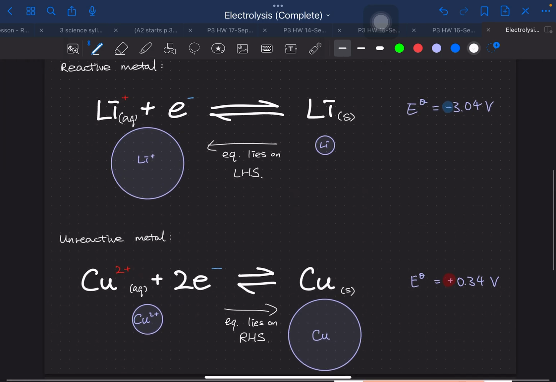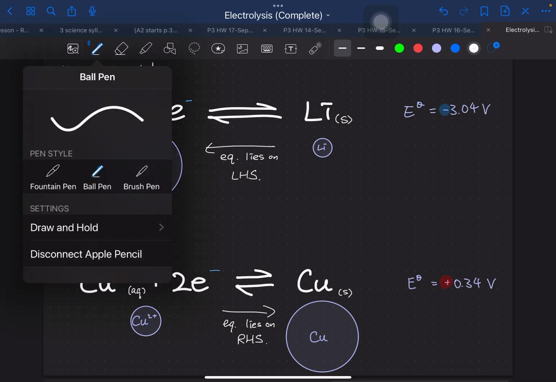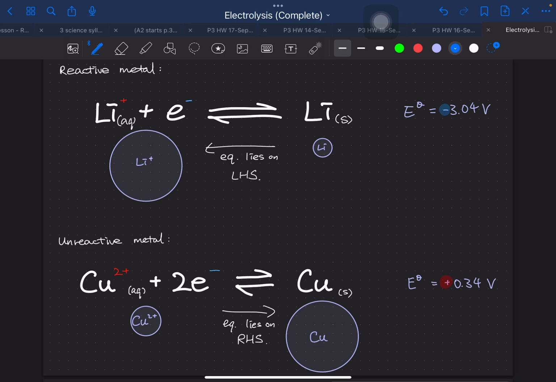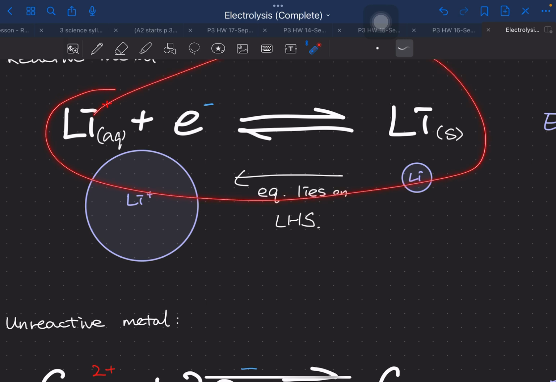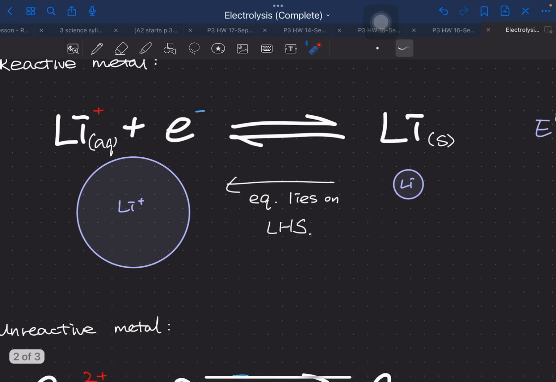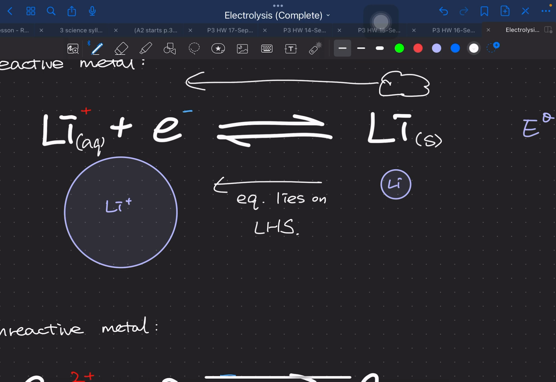If we see the difference right here, because the equilibrium lies on the left hand side for this equation, let's say we have a sample of lithium metal. This metal we have right here would want to become a lithium ion as soon as possible. So basically, if I have this metal right here, it would want to become an ion.